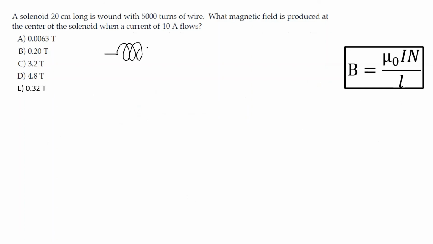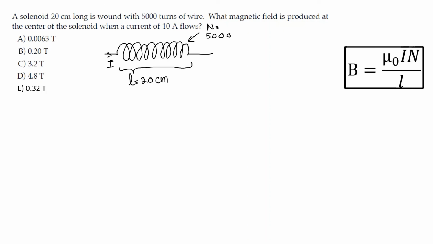So here I have a solenoid. It carries current and it is 20 centimeters long. Also they have given the number of turns as 5,000. The current is 10 amps. So we can easily find the B field inside the solenoid. They're talking about the center of the solenoid, so they are talking about inside, right? So B is given by mu naught I N over L.